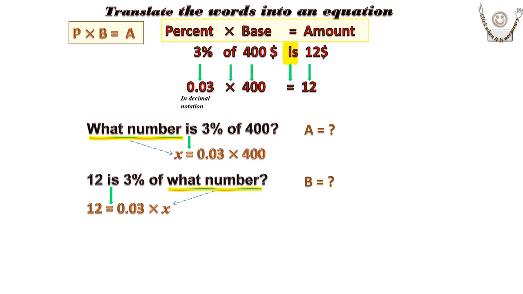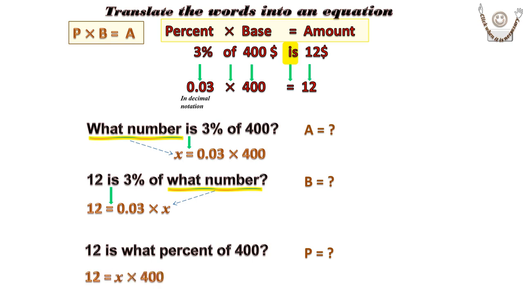x. And the last type of equation, 12 is what percent of 400? We are looking for the percent. How to convert this? It will be 12 equals x times 400. 12 is 12. The word "is" is the symbol equal. What percent we are looking for? This is unknown, so we show it as a variable, of is multiplication, and 400 is 400.